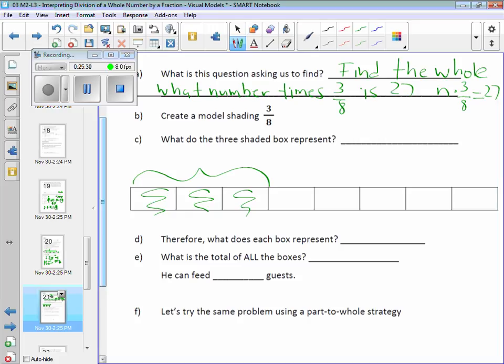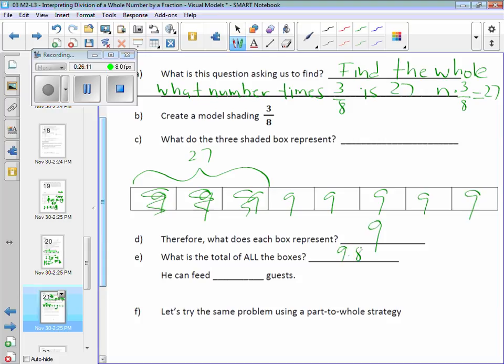Alright, somebody else. Finally. How are we doing? What's the magic number for each box? 27 divided by 3. 7 times 2 is 21. A little bit off. You got it. Magic number's 9. It's good for every box. How many boxes were there? 8. 9 times 8 is? You can feed a lot of guests, 72.